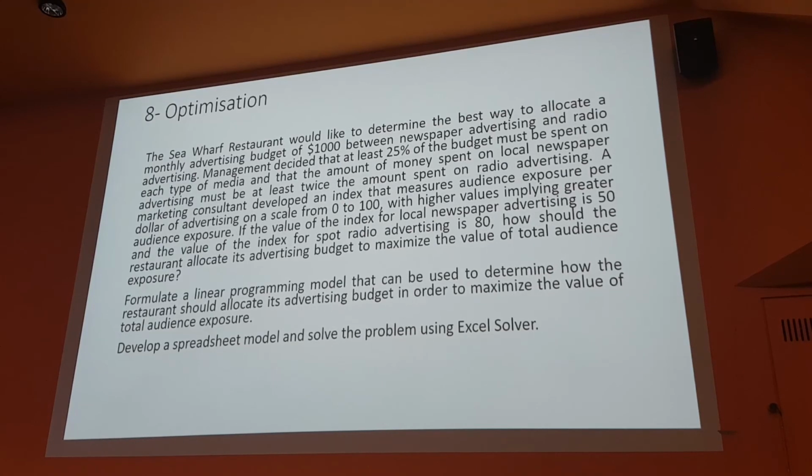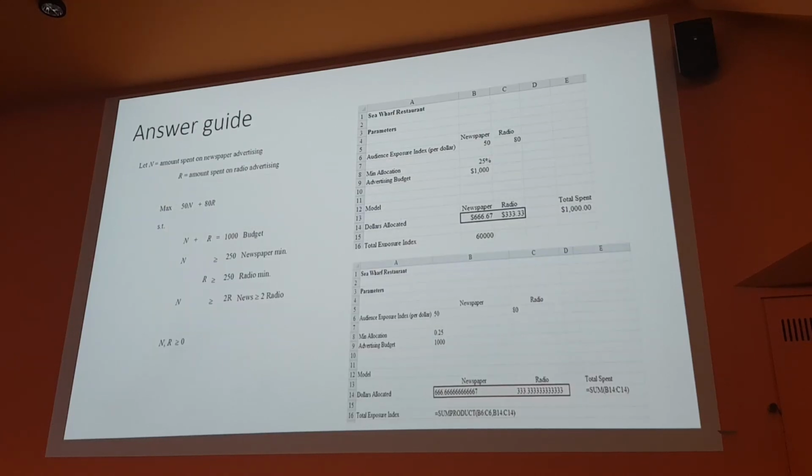Here, it says the amount of money spent on local newsletter advertising must be at least twice the amount spent on the radio advertising. This is another constraint here. Therefore, it can translate to N should be greater than or equal to 2R. And definitely, you cannot allocate negative budget to them. N and R should be positive.